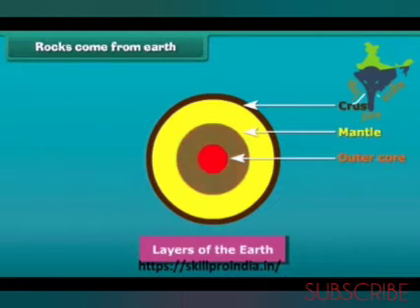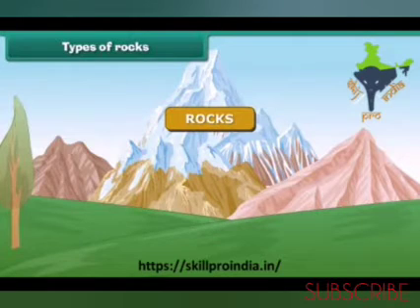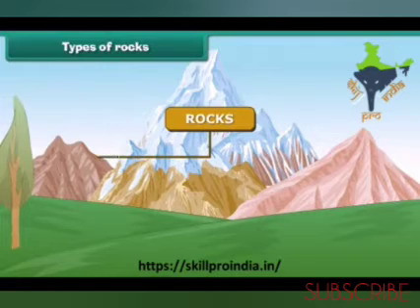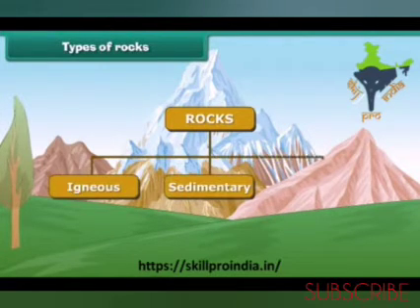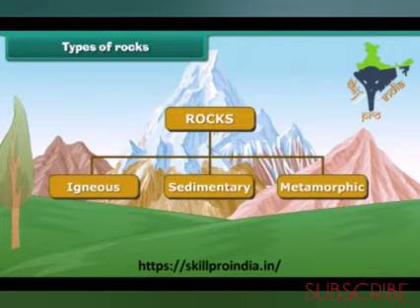Mantle and outer core is very hot due to high temperature, so rocks are found beneath in melted form. In the inner core, rocks are solid due to high pressure. Dear friends, there are three main types of rocks depending on how they are formed. These are igneous rocks, sedimentary rocks, and metamorphic rocks. Let's discuss about them in detail.